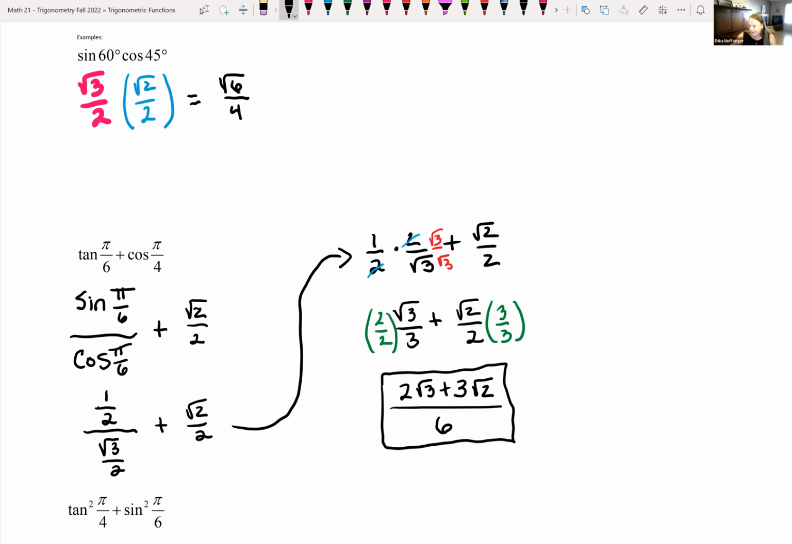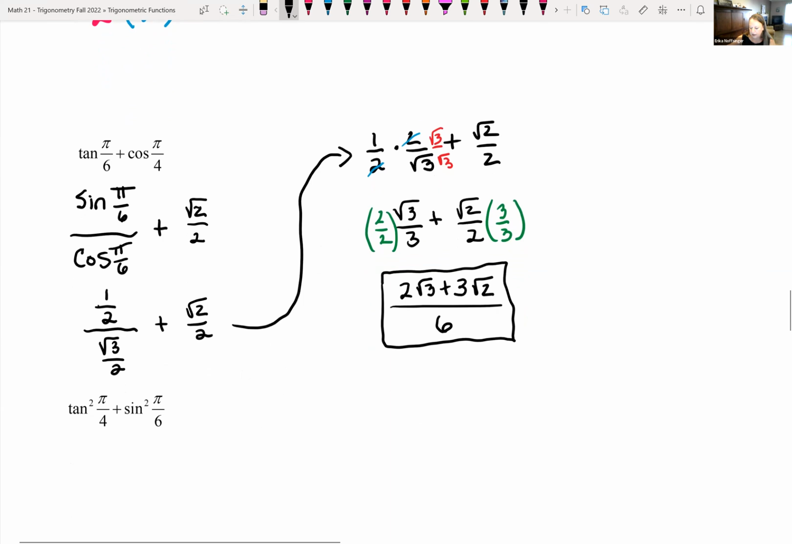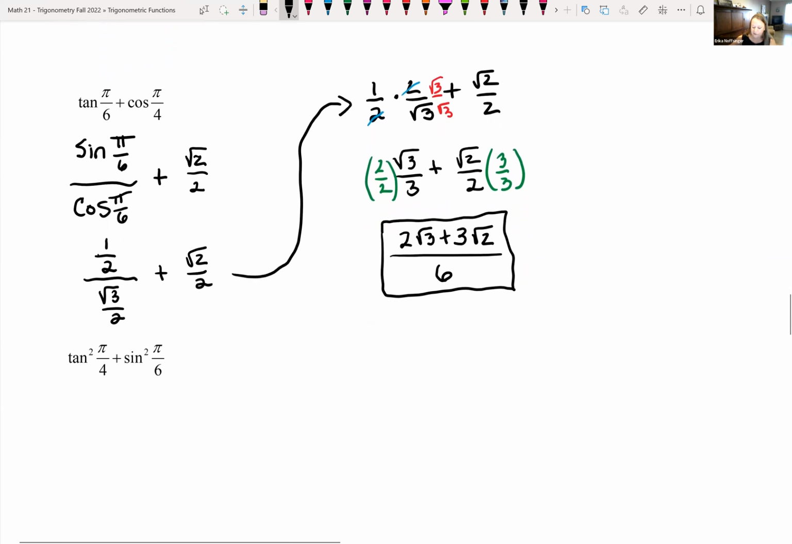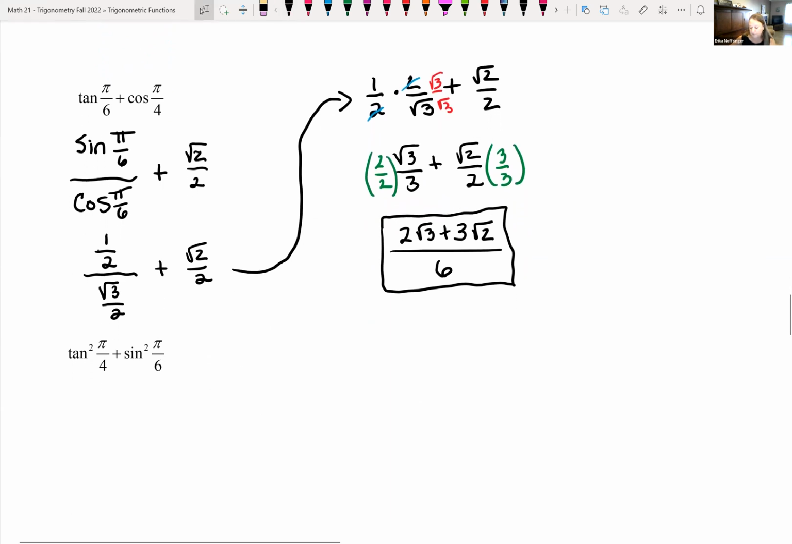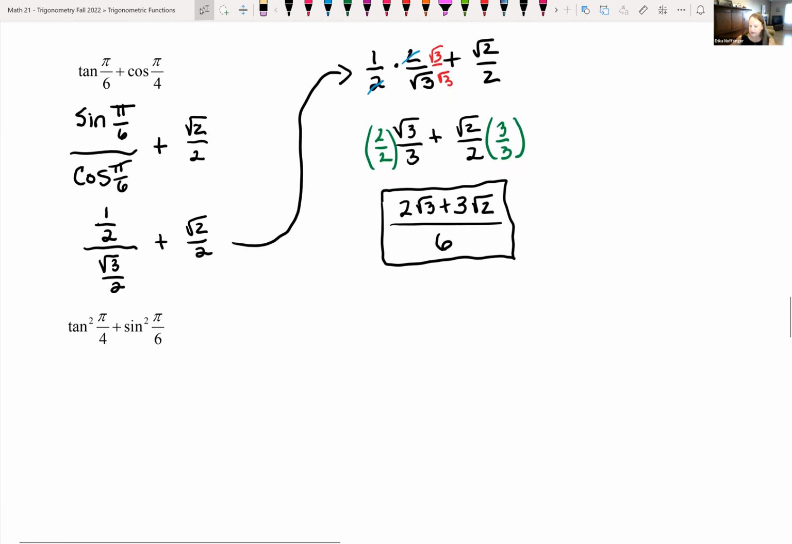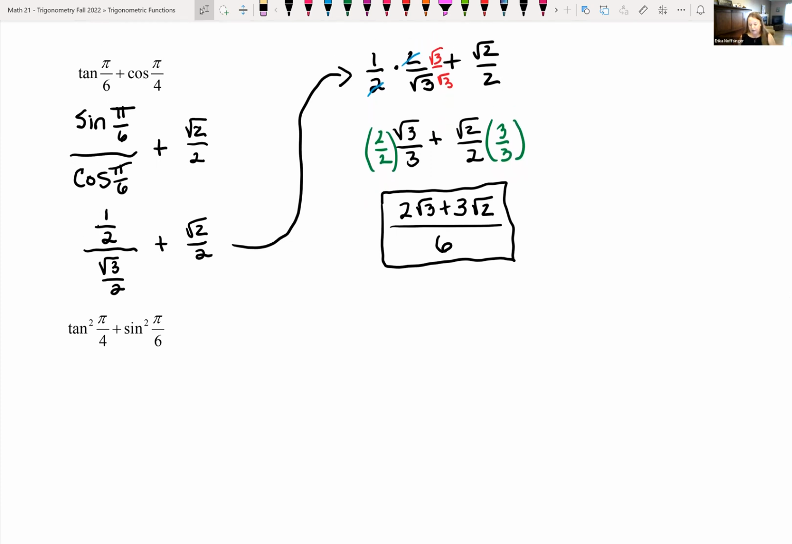So this last example in front of us, scrolling up, is tangent squared of pi/4 plus sine squared of pi/6. So the way that this is written, this is the same thing as looking at tangent of pi/4, evaluating that, and then squaring it. This is the same thing as looking at sine of pi/6, evaluating that, and then squaring it.